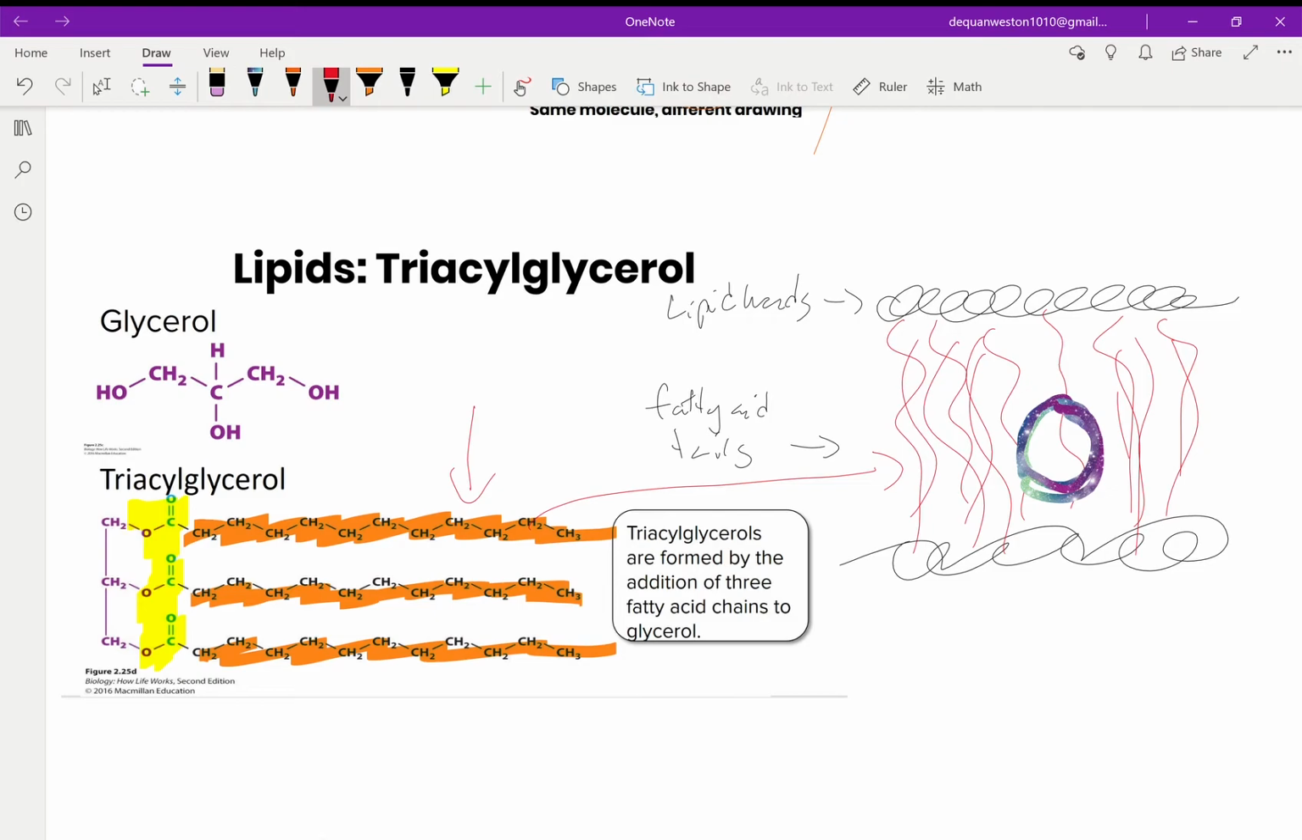Remember that hydrophobic attracts hydrophobic, hydrophilic attracts hydrophilic. They want to be with each other. This isn't like charges where opposites attract.